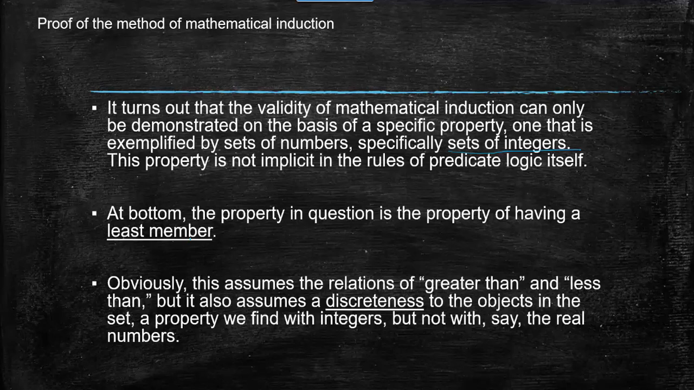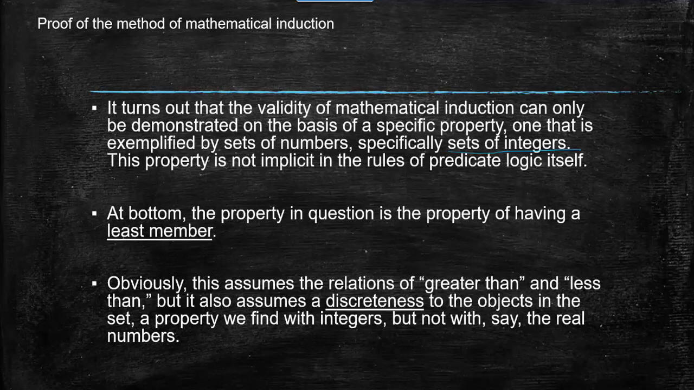Obviously, this assumes the relations of greater than and less than. You can't talk about something being least. In other words, those are implicit in the concept of least, but it also assumes a discreteness to the objects in the set, a property we find with integers but not with, say, the real numbers. And the discreteness we're really talking about here is the space in between them.